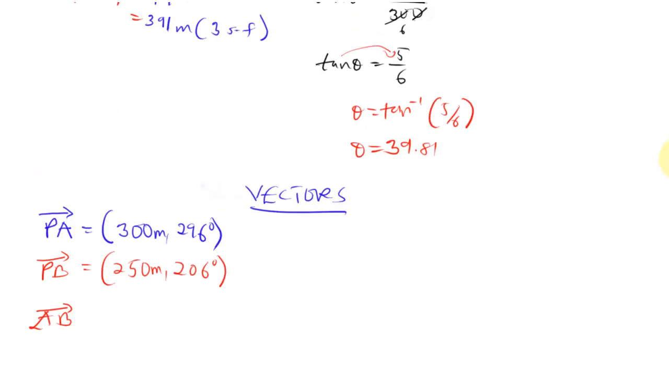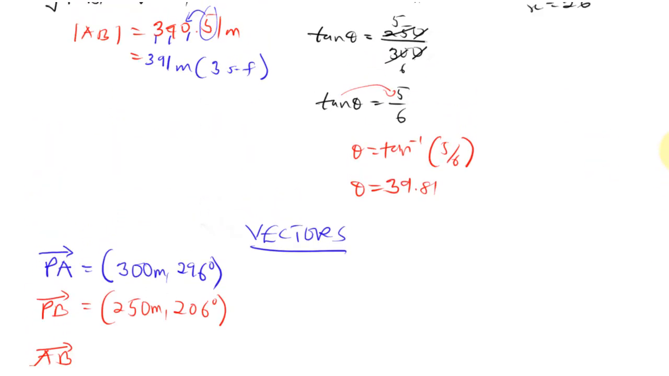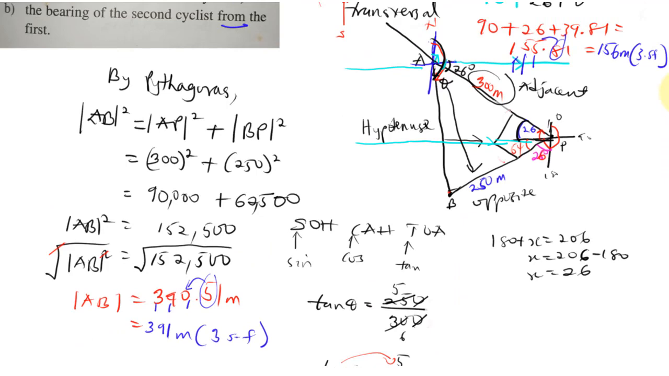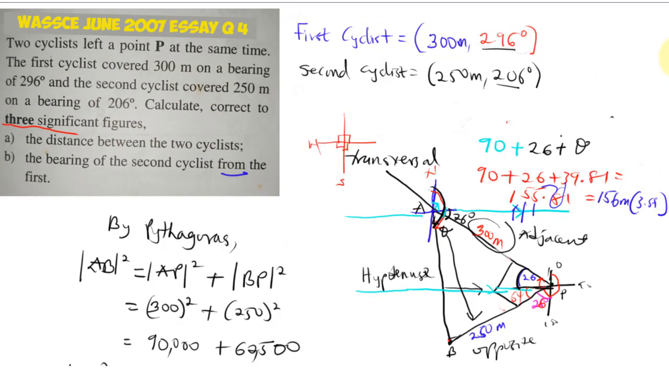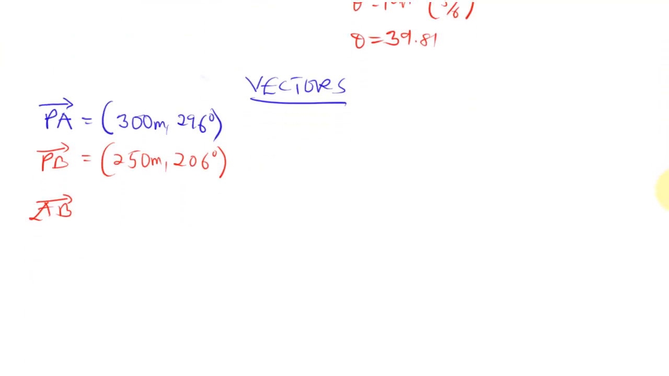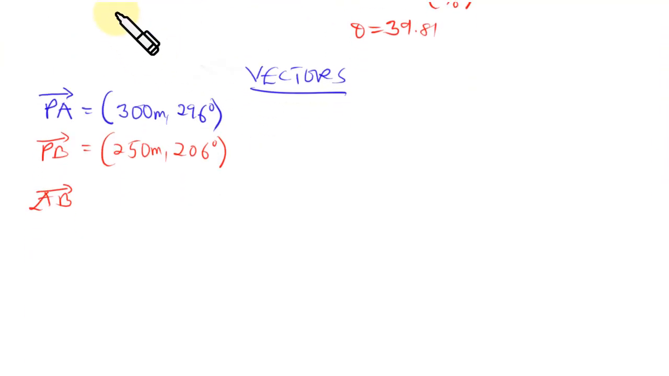So we should know that the magnitude or the distances are the same between A and B, but AB vector is different from BA vector. That is when it comes to the direction or the bearing. So because the second question says that find the bearing of the second cyclist from the first, we are using AB, not BA. And I want to emphasize this. Now, if we write AB, we mean the bearing of B from A. So when we write BA, then we mean the bearing of A from B.